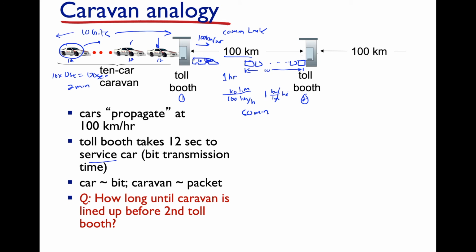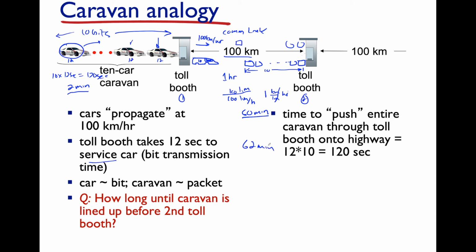And now it takes another hour, 60 minutes, for that 10th car to propagate. Now, at that juncture, all the other cars are either lined up in front of the toll booth or somewhere in flight in the middle. But once that 10th car makes its way to the second toll booth, you're guaranteed that all the other cars are going to be there. So it takes 2 minutes to process all that up to and including the 10th car, and then another 60 minutes to propagate. So 2 minutes plus 60 minutes is a total of 62 minutes.